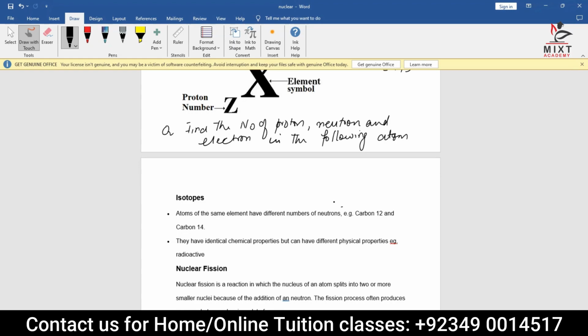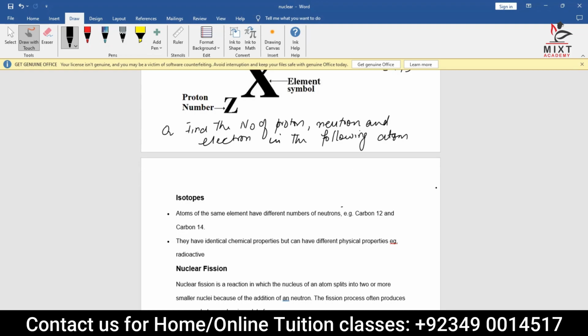Atoms of the same element having same proton number, but different nucleon number. So basically, nucleon number means number of neutron will be different. Number of proton or number of electron will be same. So you have to write this definition.